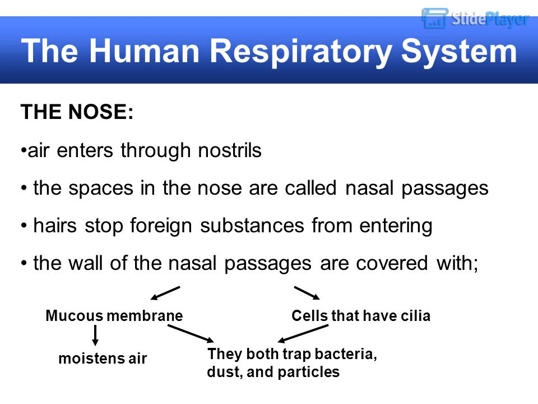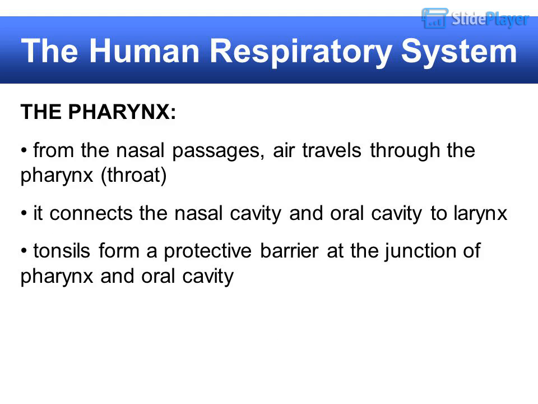The nose. Air enters through the nostrils. The spaces in the nose are called nasal passages. Hairs stop foreign substances from entering. The walls of the nasal passages are covered with mucous membrane, with cells that have cilia. They both trap bacteria, dust, and particles, and moisten the air.